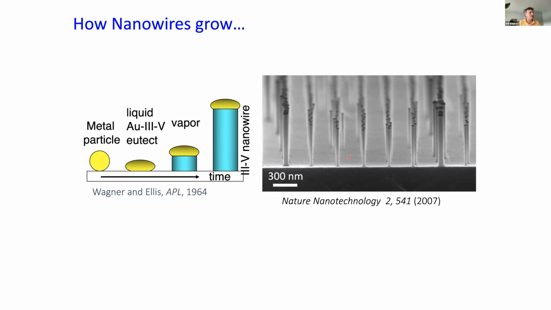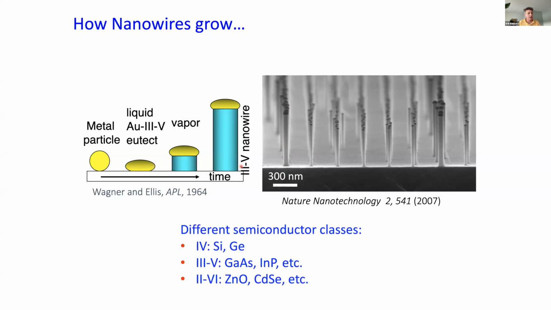And from this electron microscopy image, you can see the dimensions. So the diameter is like some tens of nanometers. And the length is actually determined by the growth time, but it can be as long as microns. And with this mechanism, we can grow in principle all semiconductors. So group 4 semiconductors, 3-5s, but also 2-6s.